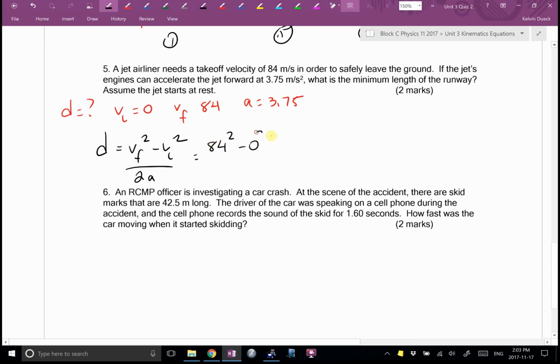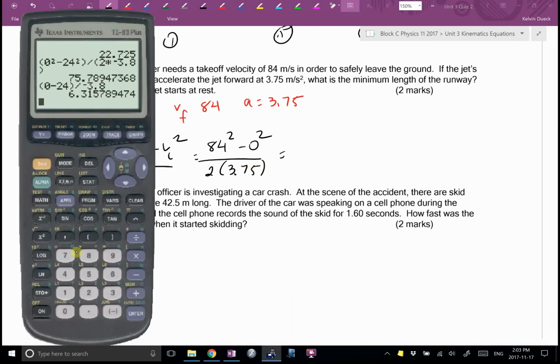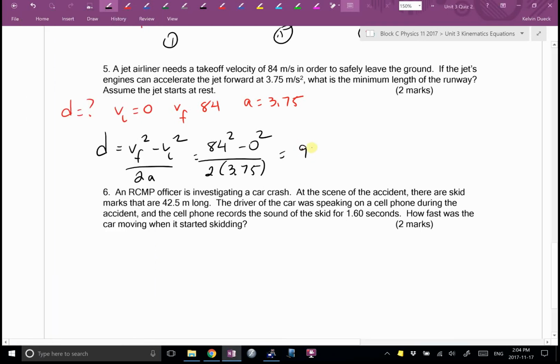84 squared minus 0 squared all over 2 times 3.75. It's going to be 84 squared minus 0 squared. I probably didn't need to type the minus 0 squared, but I'll put it there just so you don't freak out. 2 times 3.75. Do you get 900? I'll go 941. 940.8. 940 if you went to 2 sig figs. I'll go 941. Is that right? And then I think when we did this one in class, I told you in real life you'd probably triple that distance just to add a nice safety margin. But you can't build it shorter than that.